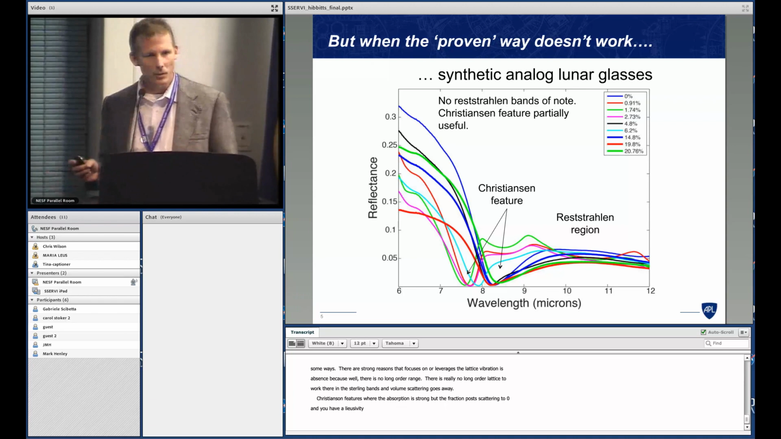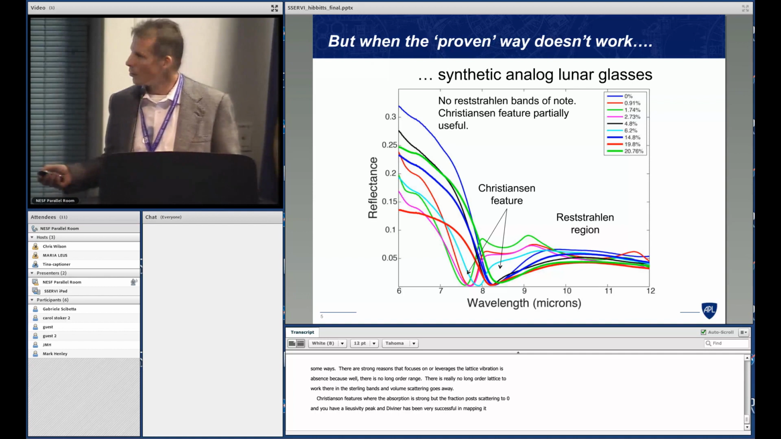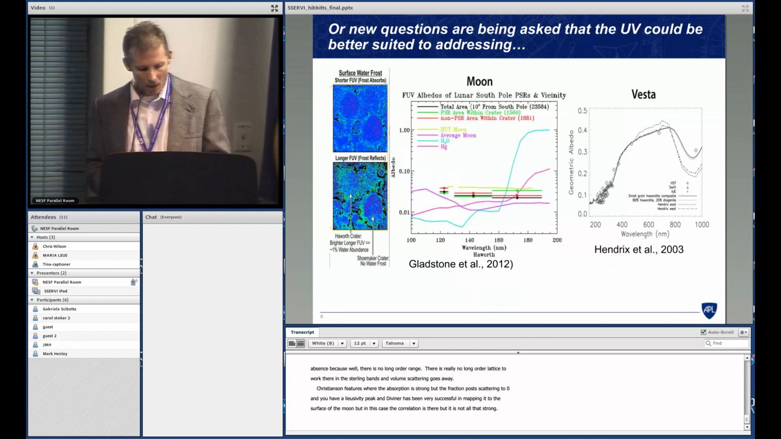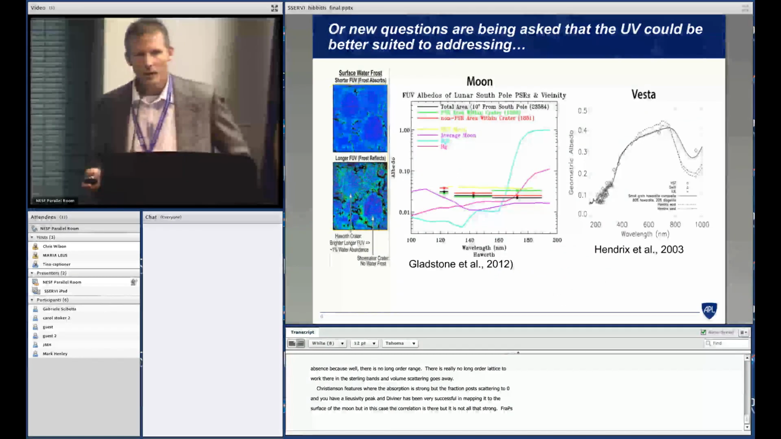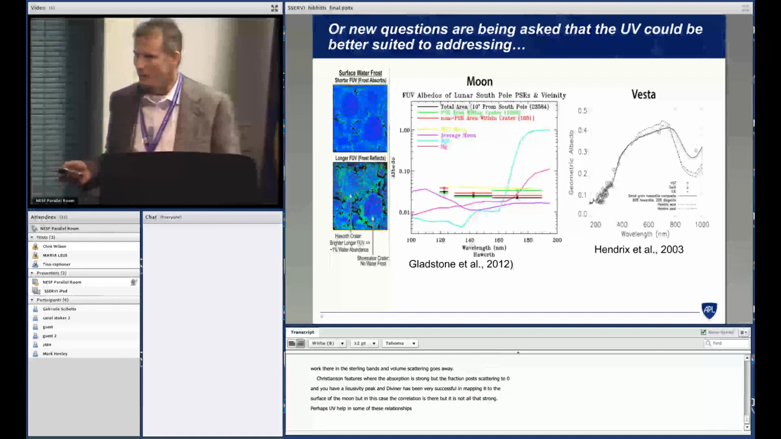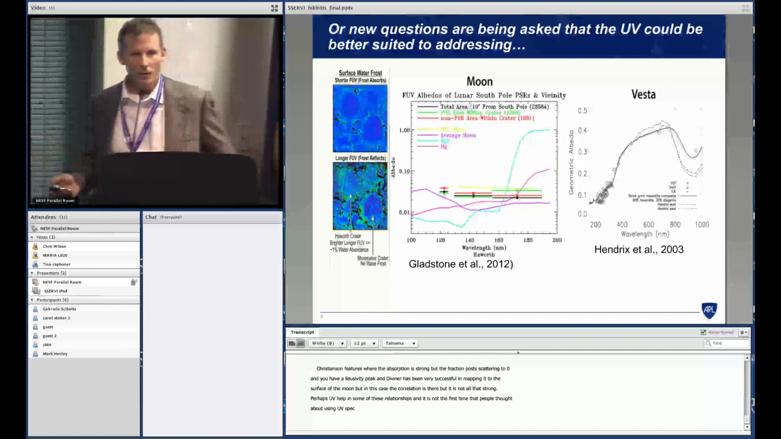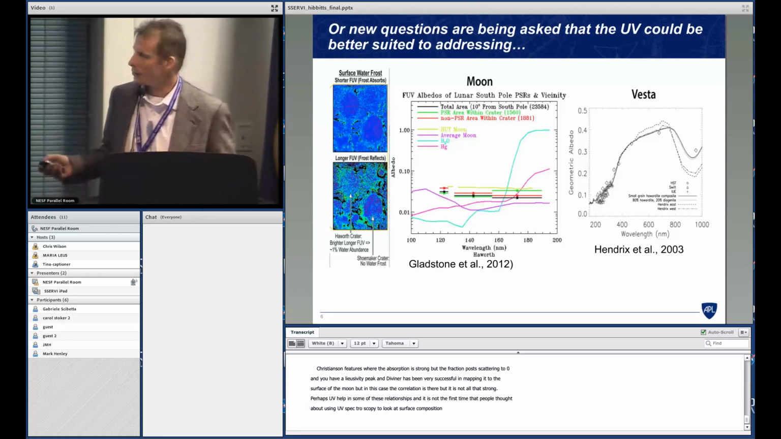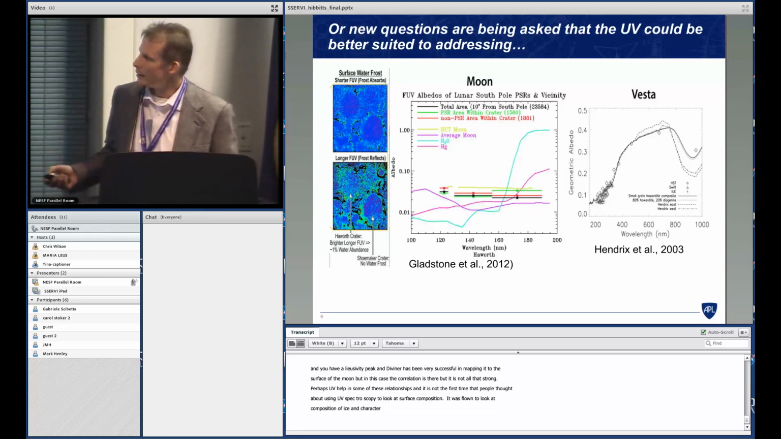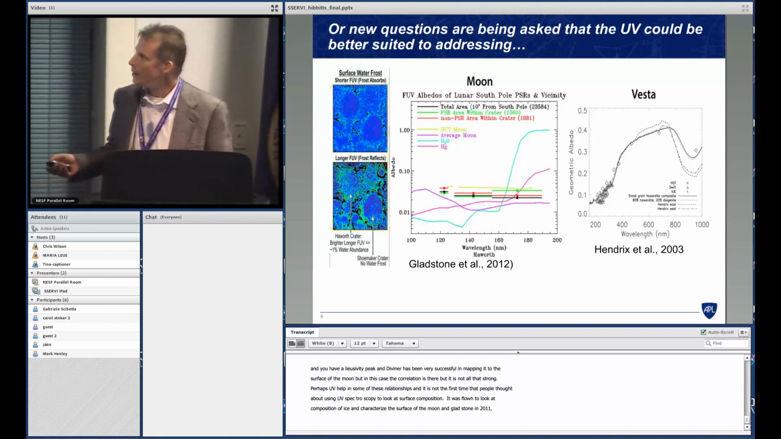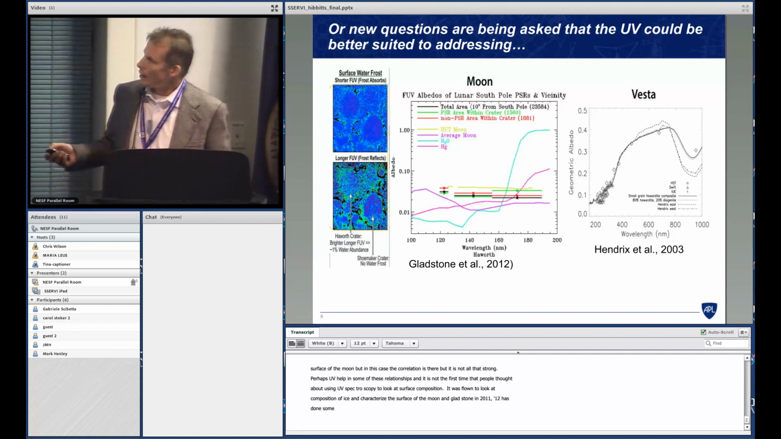And Diviner has been very successful in mapping it generally across the surface of the moon. But you can see in this case, the correlation is there, but it's not all that strong. So we're looking for cases where perhaps UV can help in some of these relationships. And it's not the first time people have thought about using UV spectroscopy to look at surface composition. LAMP, after all, was flown on LRO to look at the composition of ice and characterize the surface of the moon. And Gladstone et al. in 2011-12 have done some very good work, as well as others on the LAMP team. In this case, they are showing that perhaps there is water ice in one of these craters, which I really can't see right here.